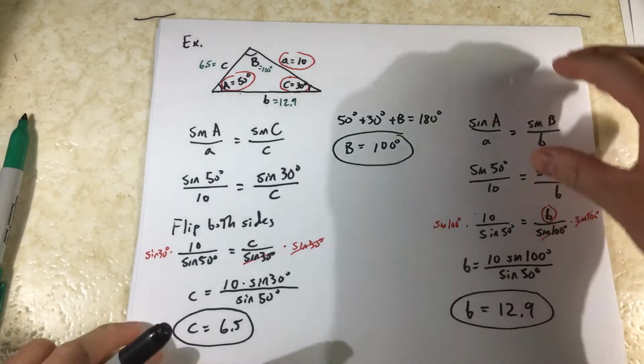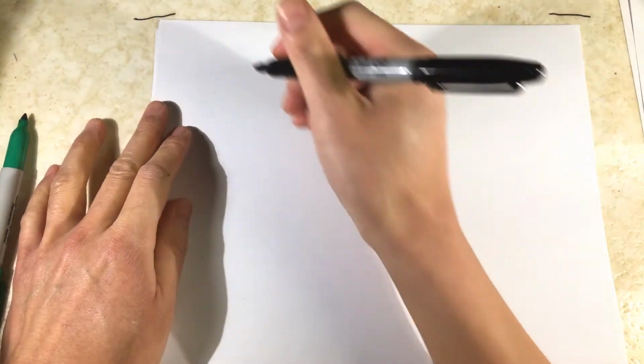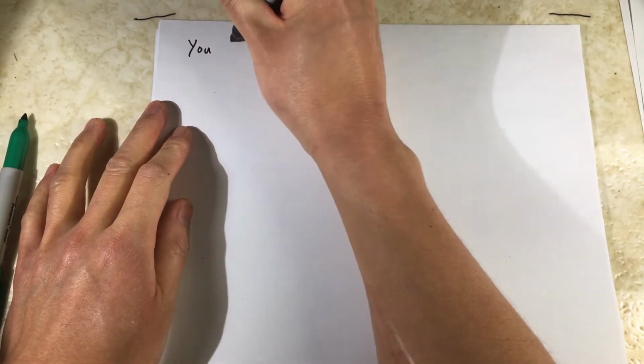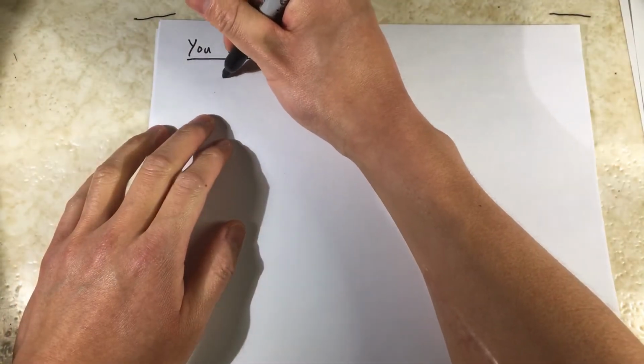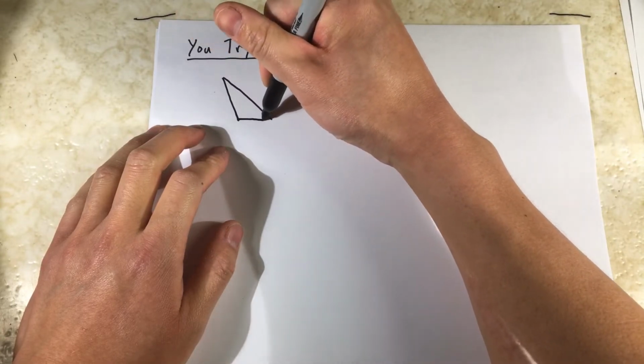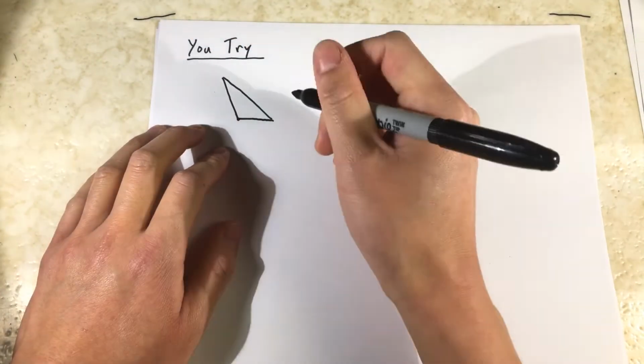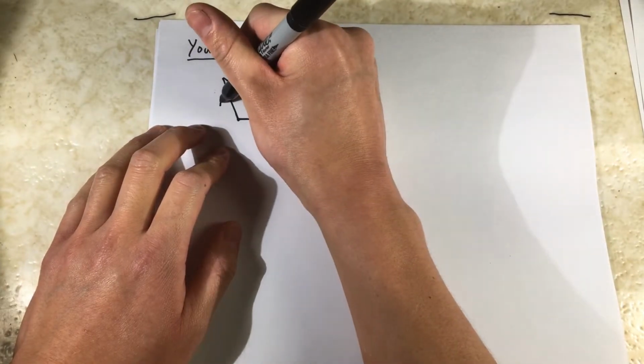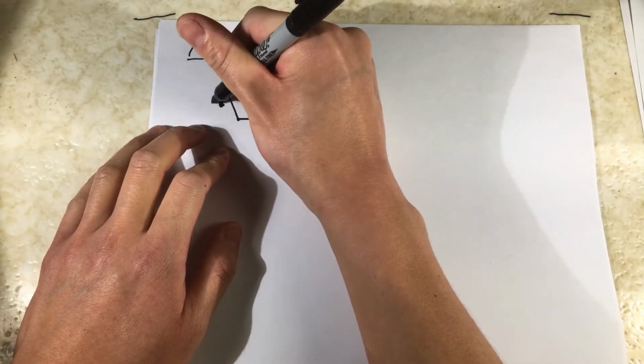All right, so I'm going to give you one to try out on your own. This is a different kind of looking triangle. I'm going to try to use a different black pen. So you try. I'm going to show you this. Hopefully you're taking notes. Again, taking notes is a good way of approaching these videos.